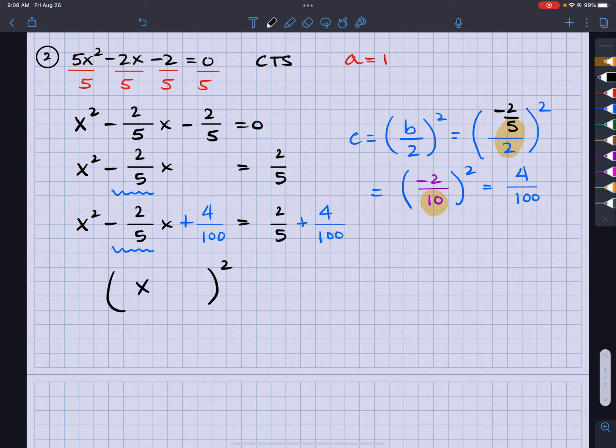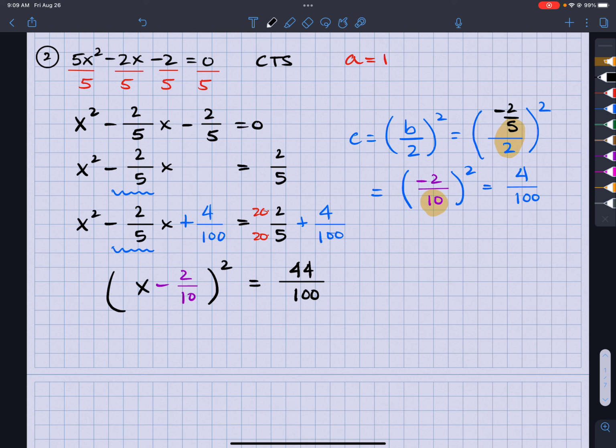Ready? It's going to be x minus 2/10. Hopefully you see where this comes from. That's why we should always do the work here. And that's going to equal adding this side. To add this side, I'm adding 2 fractions, so I need common denominators. The 5 needs a 20, right? 20 times 5 gives me 100, so I got to do that to the top as well. 20 times 2 is 40. 40 plus 4 is 44. So this would be 44/100.